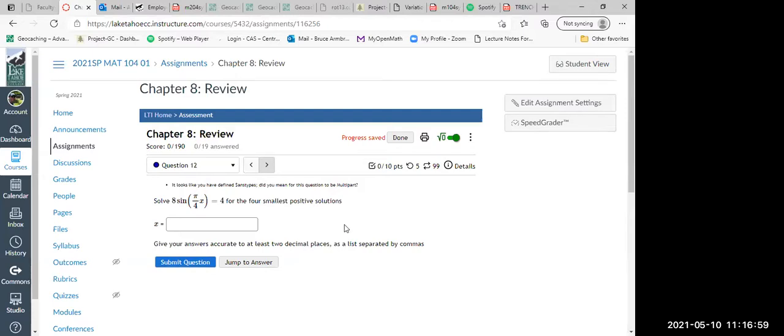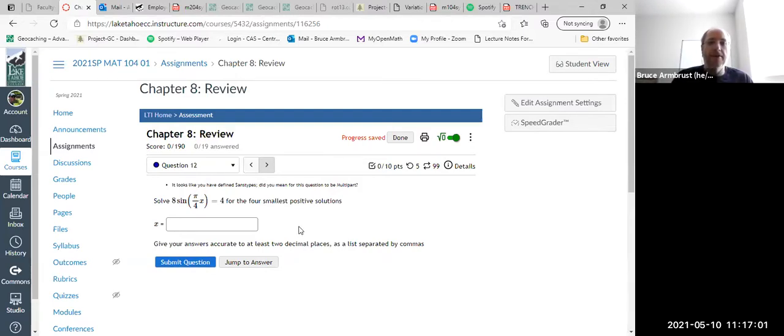Okay, so this one we have: solve 8 sine of pi over 4x equals 4. And we're going to find the 4 smallest positive solutions. All right, so let me go ahead and write this down. And we'll hop back to the whiteboard.